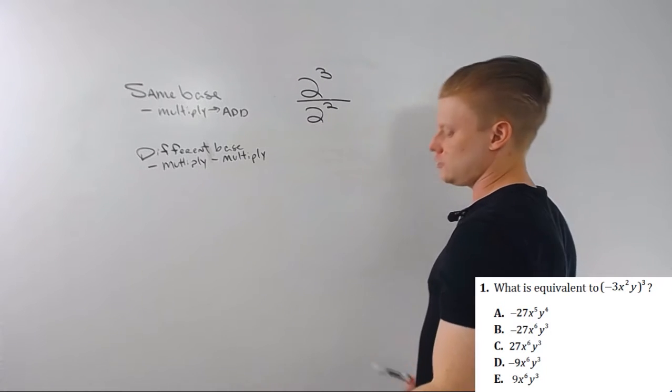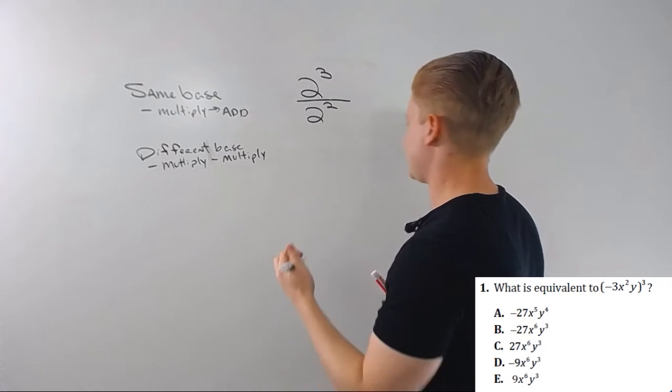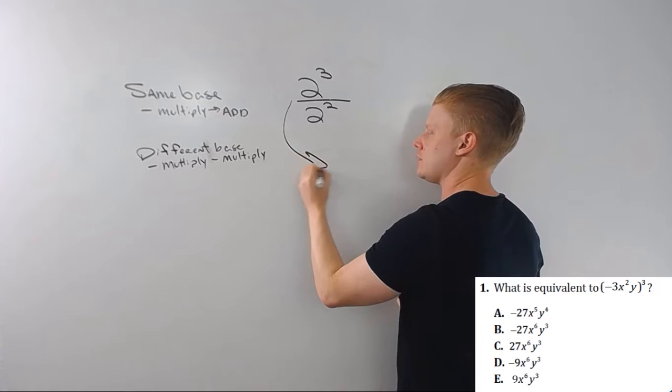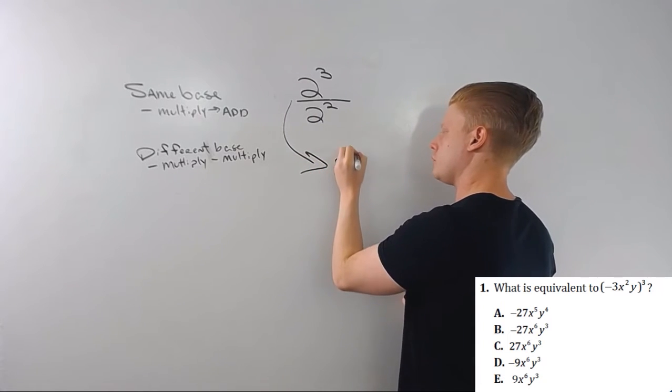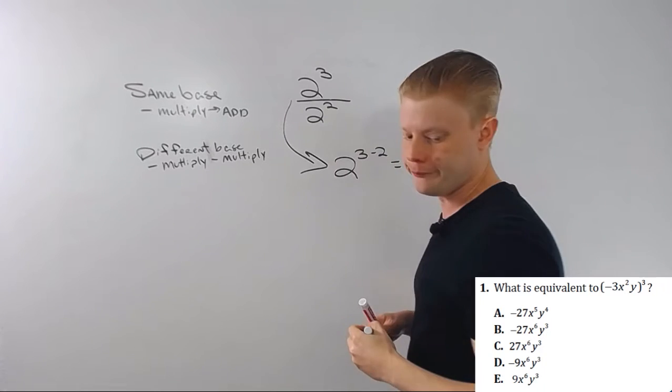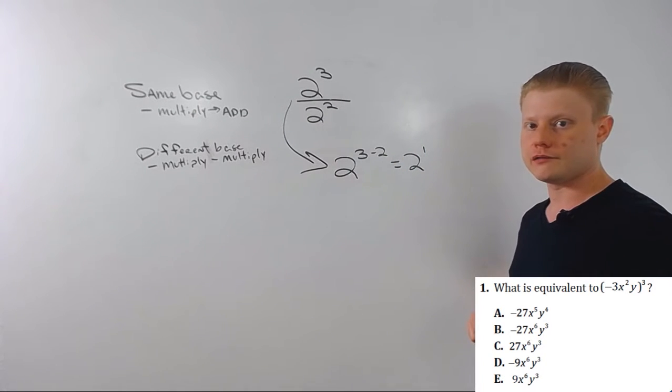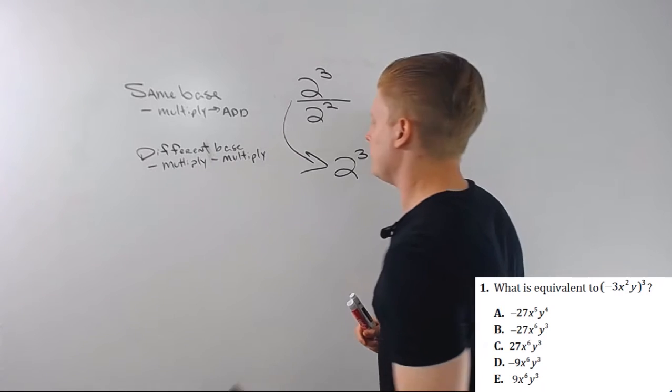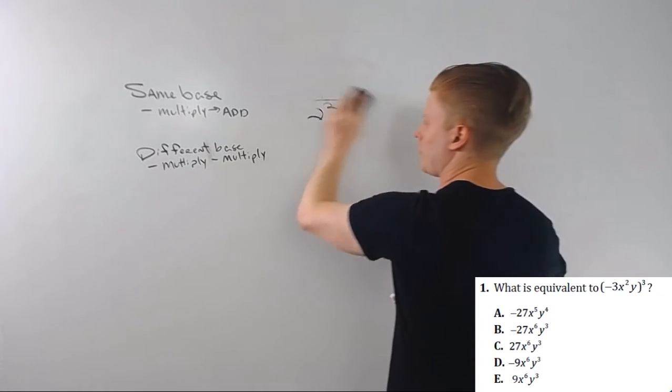So what am I actually doing here? I'm subtracting the exponents. I can say that this is 2 to the 3 minus 2, 2 to the first, or 2. Cool. Let's take a look at the bottom of our screen and look at that problem.